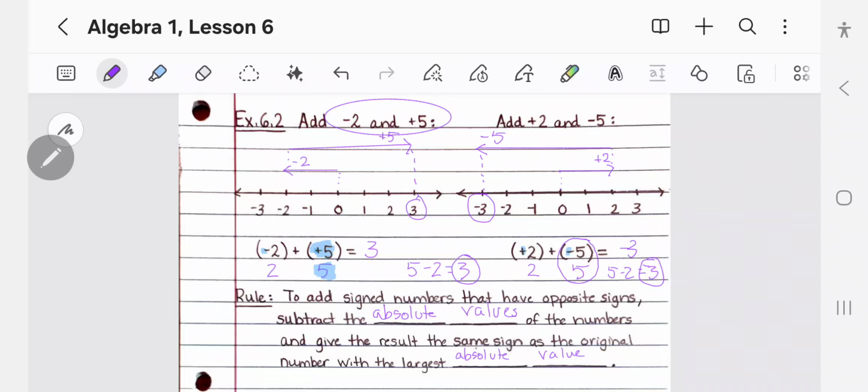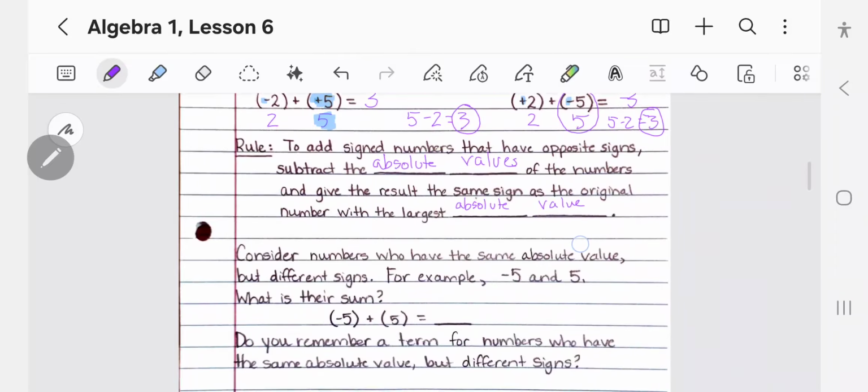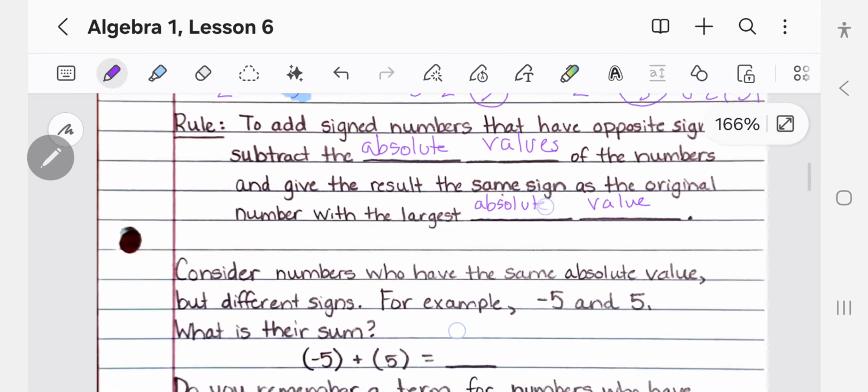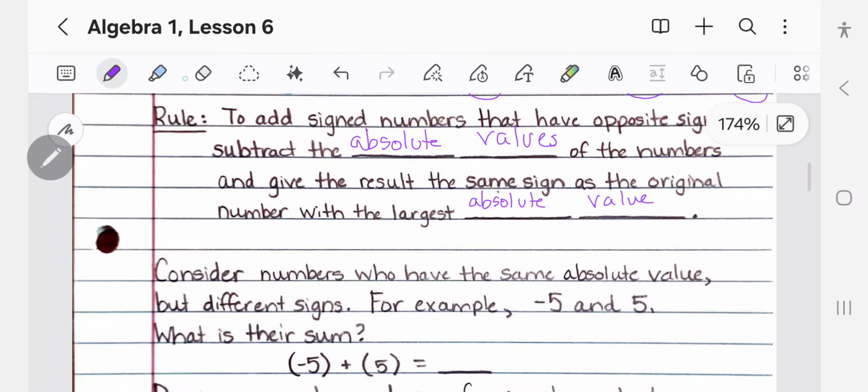Okay, so you're looking at the absolute value. How far did you go in each direction? Consider numbers that have the same absolute value but different signs, for example, -5 and +5. What's their sum? Okay, if you're going to add those two, remember that's what sum means. Sum is the answer to an addition problem.